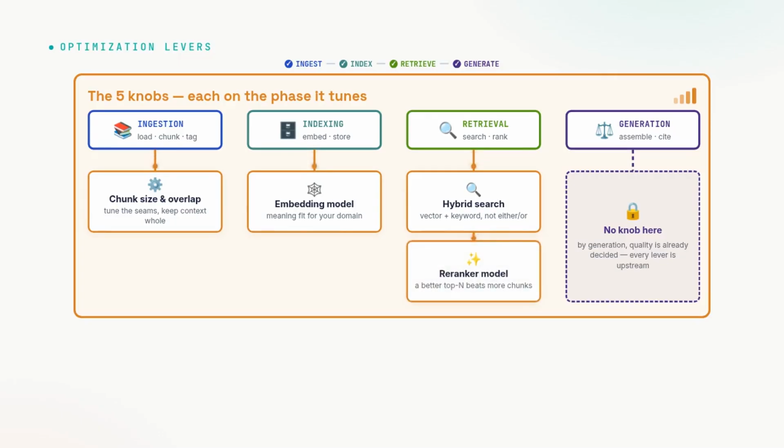A better top end beats retrieving wider. You'd be amazed how much quality comes from ranking smarter, not more. And back at ingestion, freshness. Re-ingest on a cadence before staleness leaks in. Schedule it, automate it, and your answers stop drifting from reality. See the locked panel on the right, by generation, quality is already decided. Every knob is upstream.